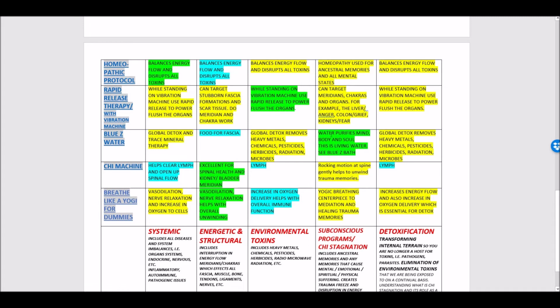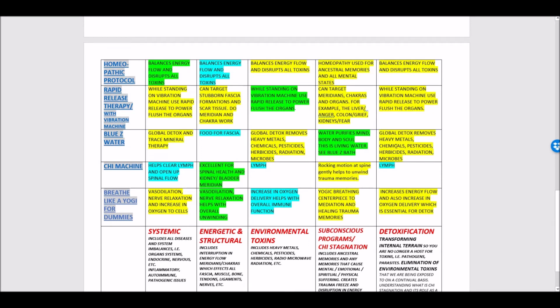Subconscious programming, well, water. The highest level water, if you look at any spiritual tradition, is an essential part of purification. Water purifies the mind, body, and soul. And this is what we call a living high-level water. Also, if you do our Blue Z bath, it's like going to the very best hot spring on the planet, and it can be very, very unwinding on the nervous system.